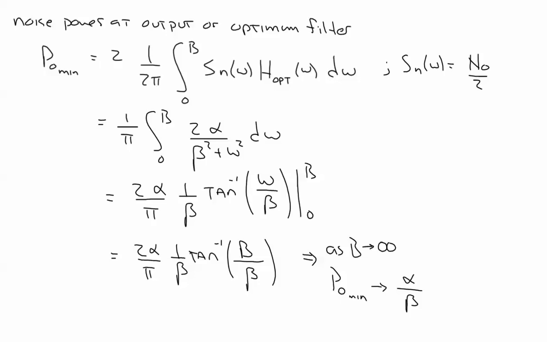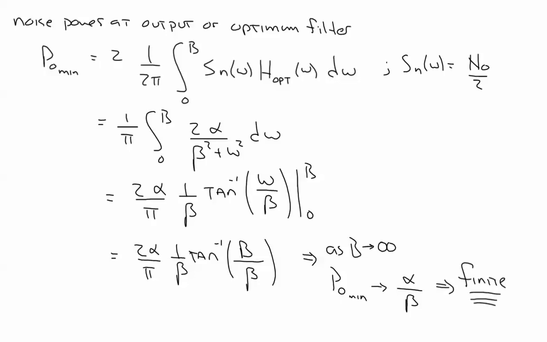At the input to my optimum filter, as the bandwidth of interest became larger and larger, my noise power got larger and larger and approached infinity. At the output of my optimum filter, my noise power, as the bandwidth approaches infinity, remains finite.